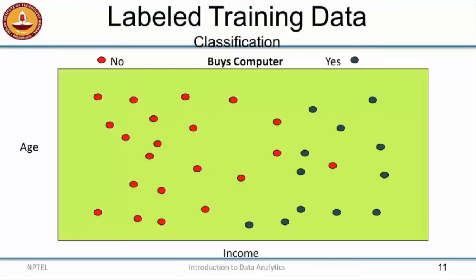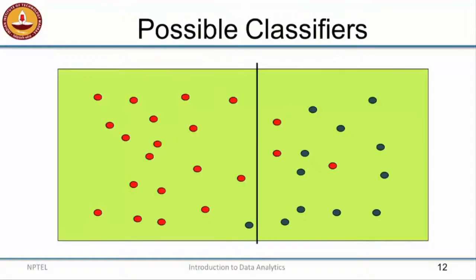In the case of a classification task, which is this, we call it labeled training data, where the labels are drawn from a small discrete set. In this case, it's just yes or no. So what is your goal here? Your goal in this problem is to figure out how the yeses and nos are distributed in this two-dimensional plane. The simplest model for this is to draw a straight line.